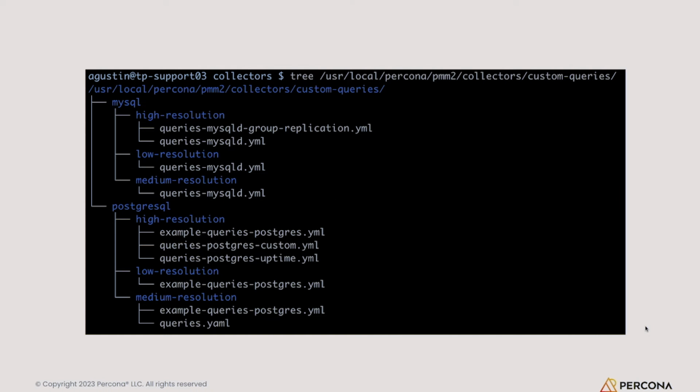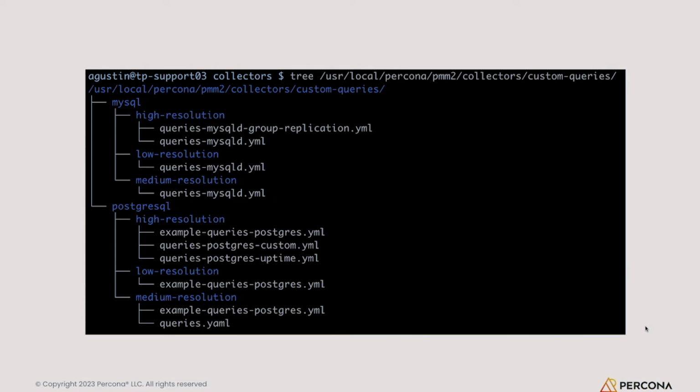As I mentioned, the collectors support the three resolutions and support MySQL and Postgres, and this is the directory tree for the main two directories in which we need to add the YAML files we want with our custom collectors. That's going to be user local percona pmm2 collectors custom-queries, and then in there you will have mysql and postgres, both of them with the three resolutions, right?